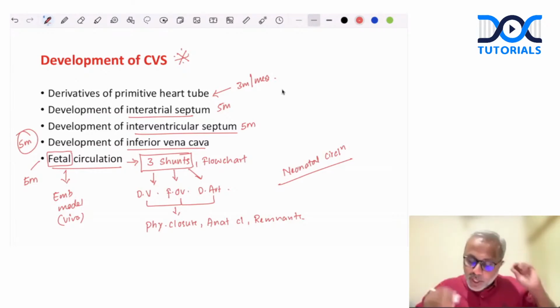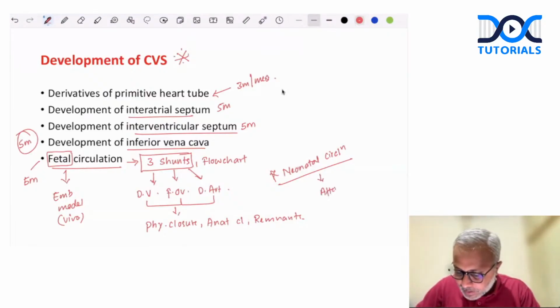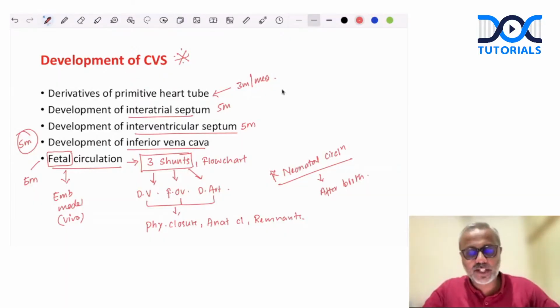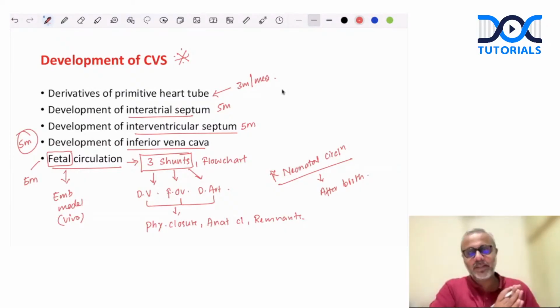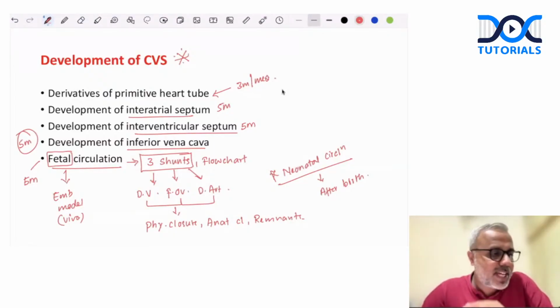So please do not get confused with these 2 terms. Neonatal circulation is after birth. Fetal circulation is before birth. Neonatal circulation is as good as adult circulation, but fetal circulation is the one that you should know thoroughly. Are we clear? As I said, if you can draw a diagram, nothing like it. But if not able to draw a diagram, then at least a flow chart.